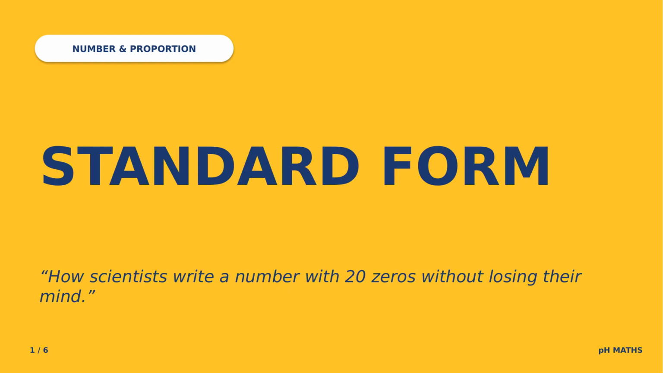Today's explainer is standard form, how scientists write a number with 20 zeros without losing their mind. By the end of this, you'll know what the format actually is, how to convert any number to and from it, and why the front number must always sit between 1 and 10.